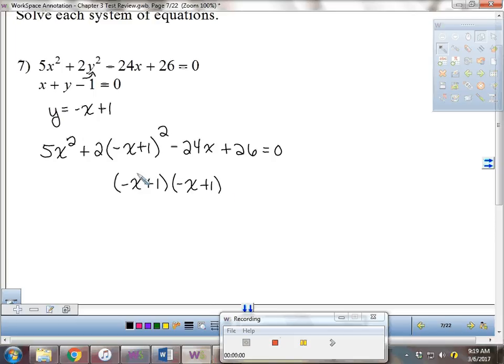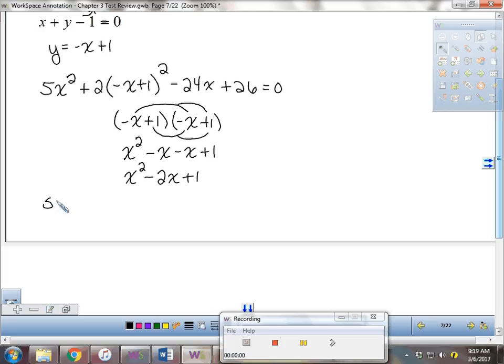So I've got negative x times negative x is positive x squared. Negative x times positive 1 is negative x. 1 times negative x is negative x. And 1 times 1 is 1. So if we put our two middle terms together, we combine like terms, we get x squared minus 2x plus 1. So that takes care of this part right here.